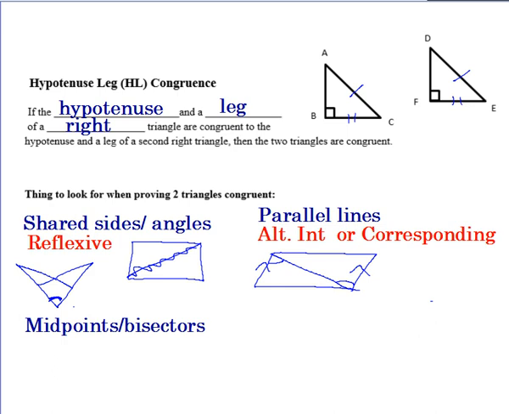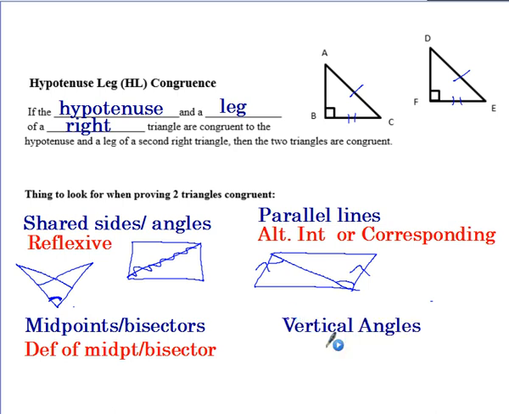Something else that we often look for are midpoints or bisectors. If that's in your given, that this is a midpoint or this is an angle bisector, how that translates in our proof is we would then use definition of midpoint or definition of bisector. Typically what that does is we set two segments congruent to each other, or we set two angles congruent to each other if it's an angle bisector.